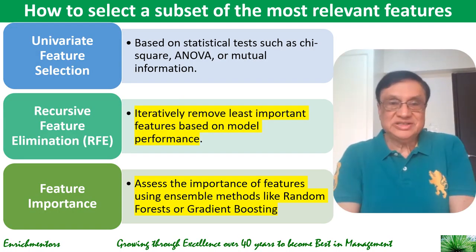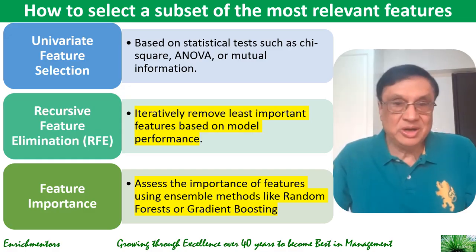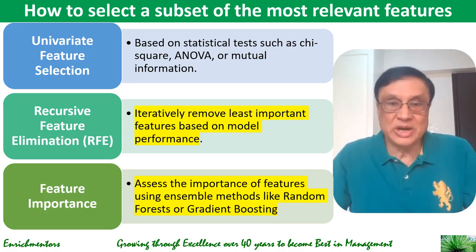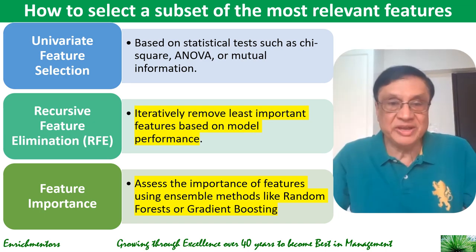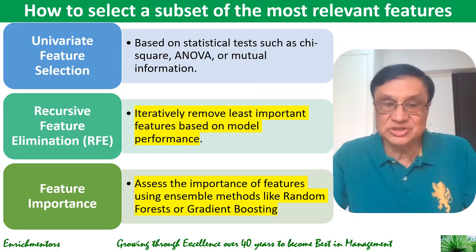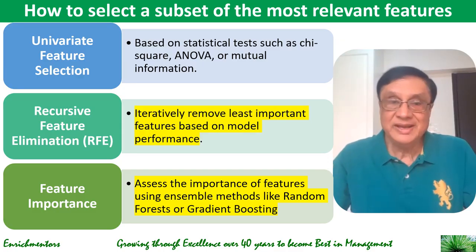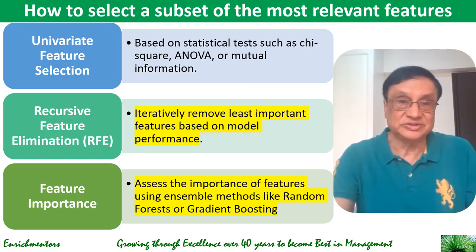The other two methods, as we had started talking about, are recursive feature elimination, where you iterate, instead of picking the best or the most important features. Here you find the least important features and you remove them from your model, and then you see whether your model performance improves, and you do this iteratively. So the third method is to assess the importance of the features using methods like random forest and gradient boosting, as we had talked about earlier, and those could be used to determine the subset of most relevant features.